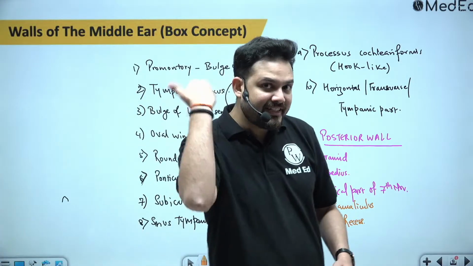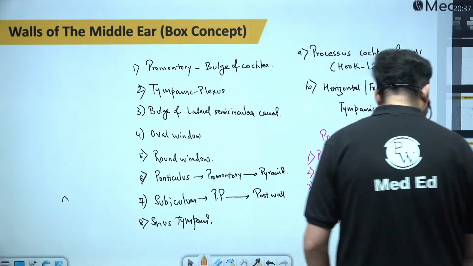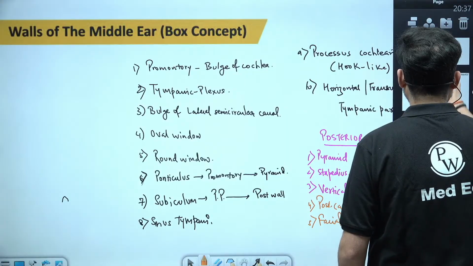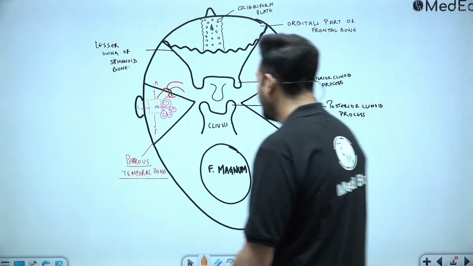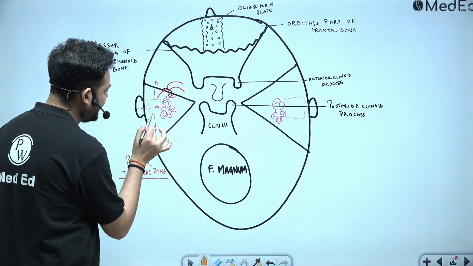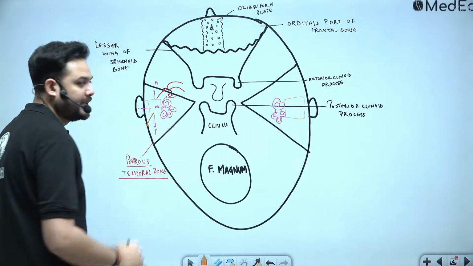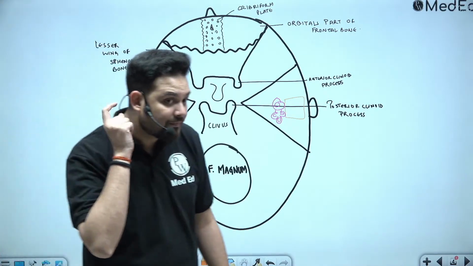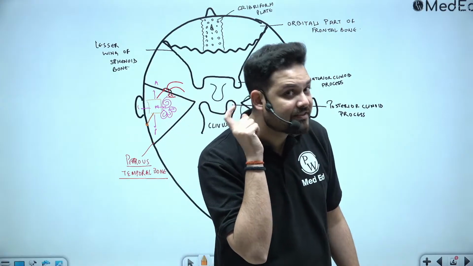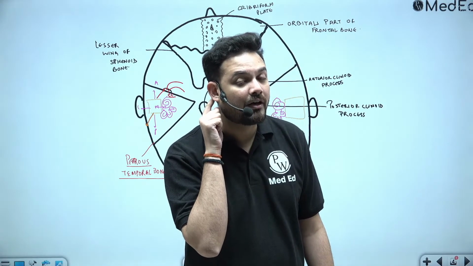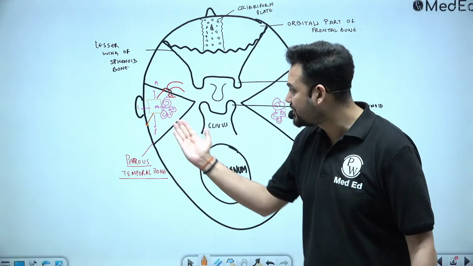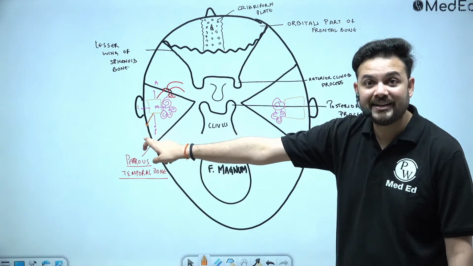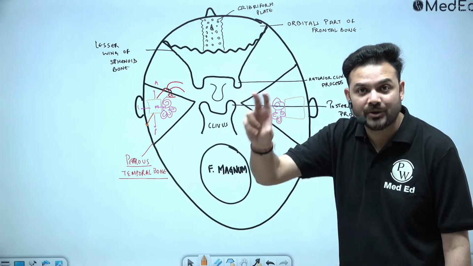Imagine posterior to the ear. Posterior to the ear is which bone? Now let me go back to this diagram. See, this is the posterior wall, right? What is there behind the posterior wall? What is this bone? This is our mastoid. So posterior to the posterior wall, there is another bone which is connecting, which is our mastoid bone.